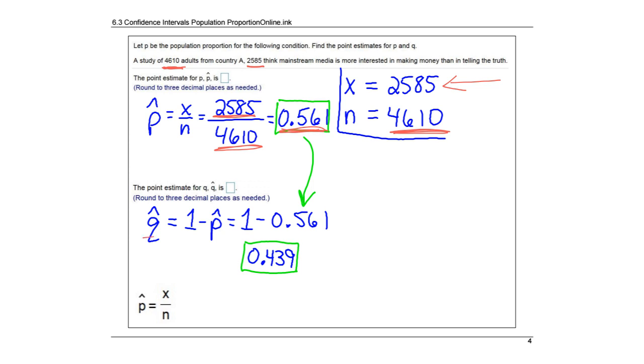Then they're going to ask us for q hat. Well, q hat is just 1 minus p hat, because those two together need to get me to 1. And so if I subtract 1 minus 0.561, which is p hat, then I get 0.439, and that is my q hat. And that's all that this problem wants us to do.